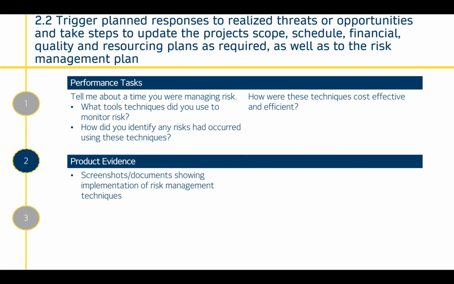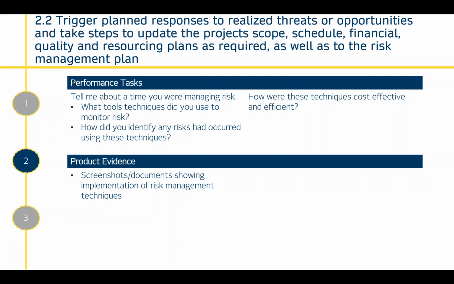There might be some approval that you require, so you'd have to make sure you get the correct approval, and then you'd make those changes. And that would have an effect on other areas of the project plan, such as scope, schedule, financial, quality and resourcing plans, and also the risk management plan itself. So just be aware that just because you're triggering a response to a threat, you also have to make sure that you update any of these, because it has knock-on effects on other areas of the project plan.